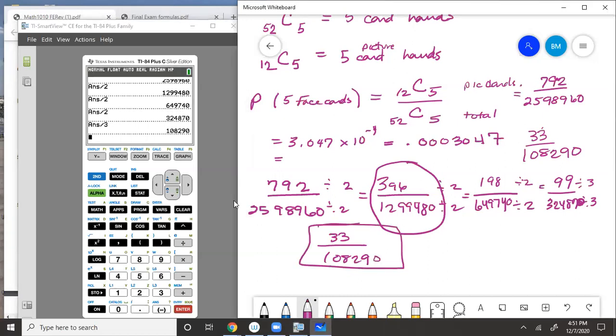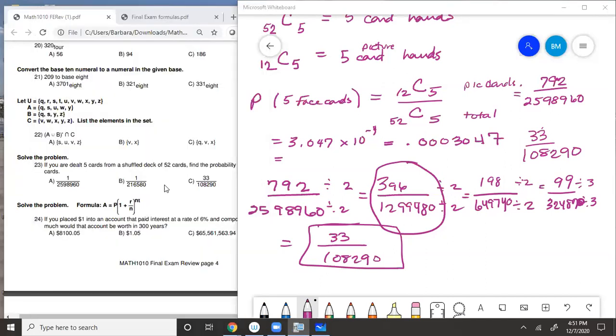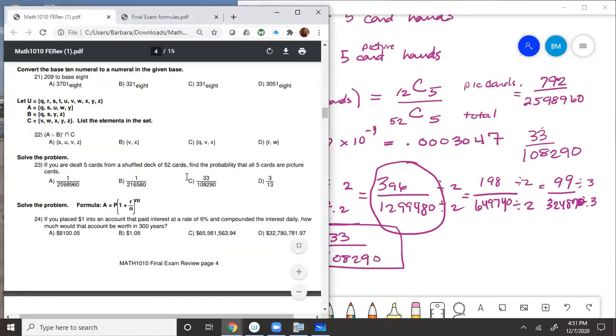All right, so it took a little time, but we finally did it. Just keep dividing by 2 until it's no longer an even number, and then divide by 3 if you can, both the numerator and denominator, until you finally get to a number that is no longer reducible. I don't know why that didn't work on my calculator for some reason. I couldn't reduce it to the lowest number. But we were able to do that. So the correct answer for number 23 is C.